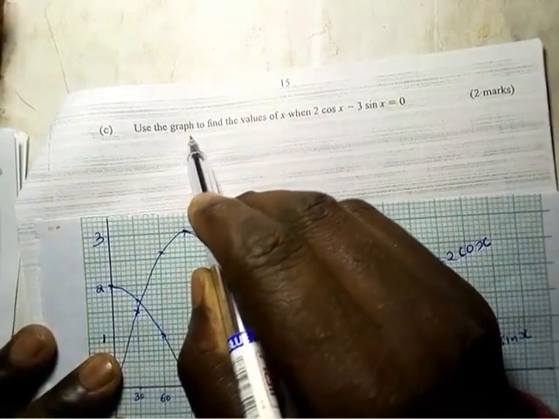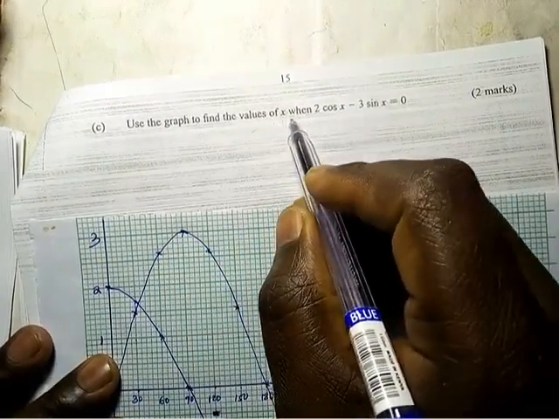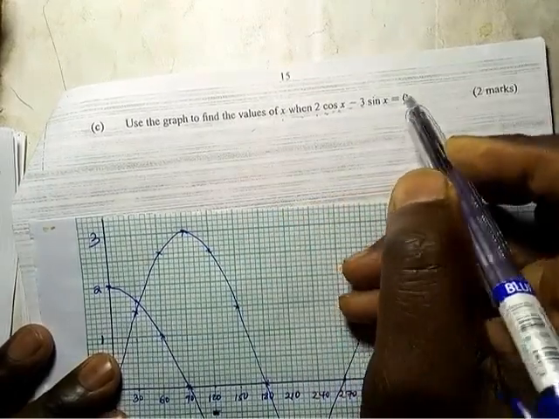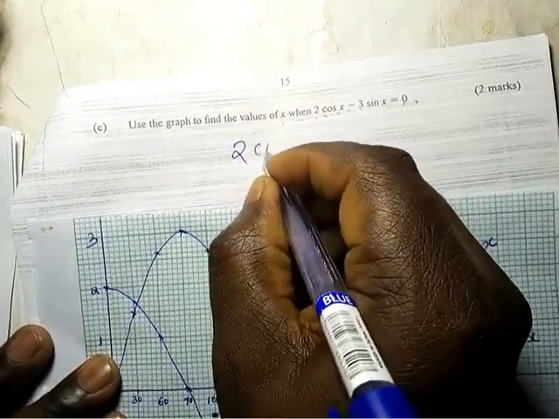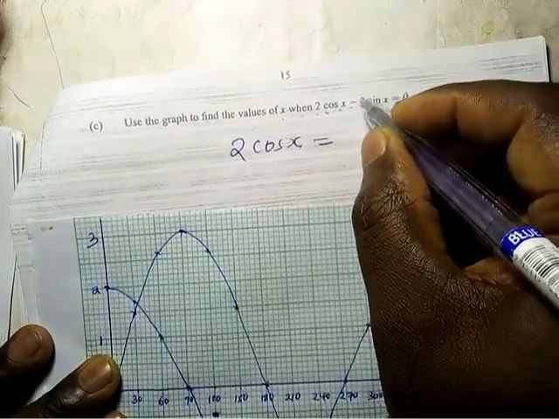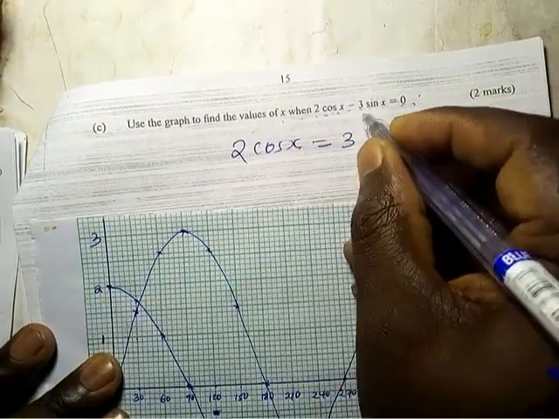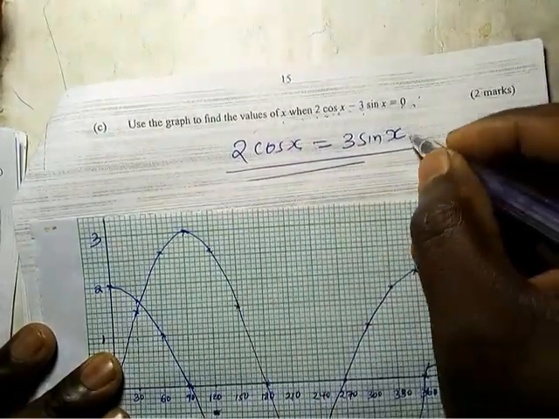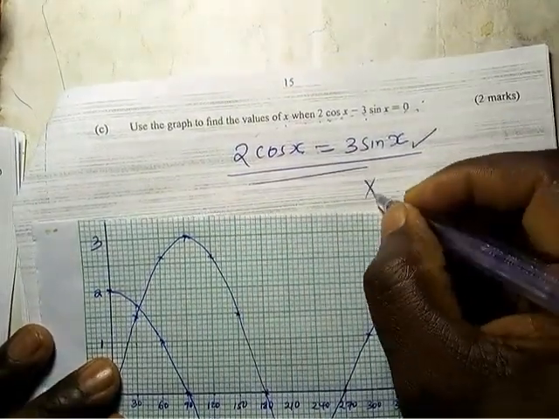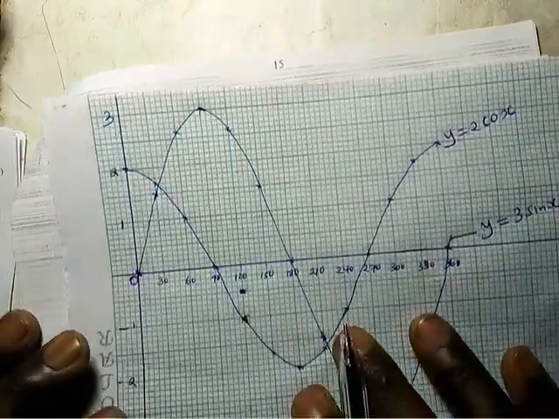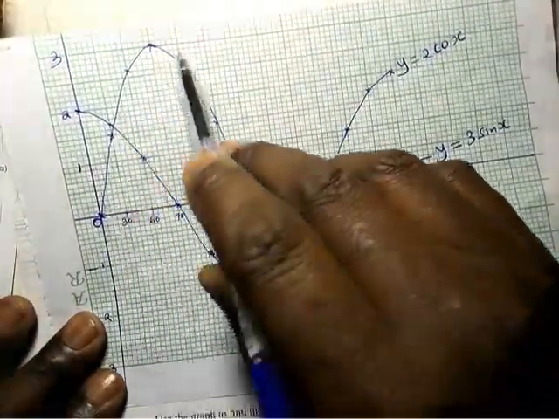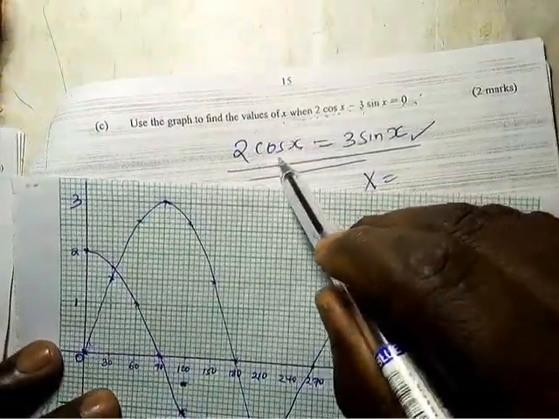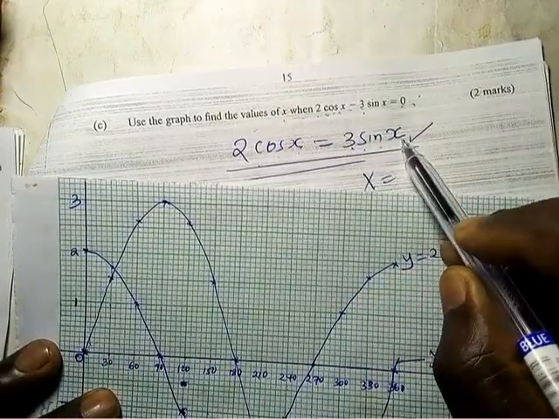Use the graph to find the values of x when 2 cos x minus 3 sin x is equal to 0. This simply means 2 cos x is equal to, take it to the other side, positive 3 sin x. That's what it means. And this means you find the values of x where the two curves meet. So where the two curves meet, that's where 2 cos x is equal to 3 sin x.